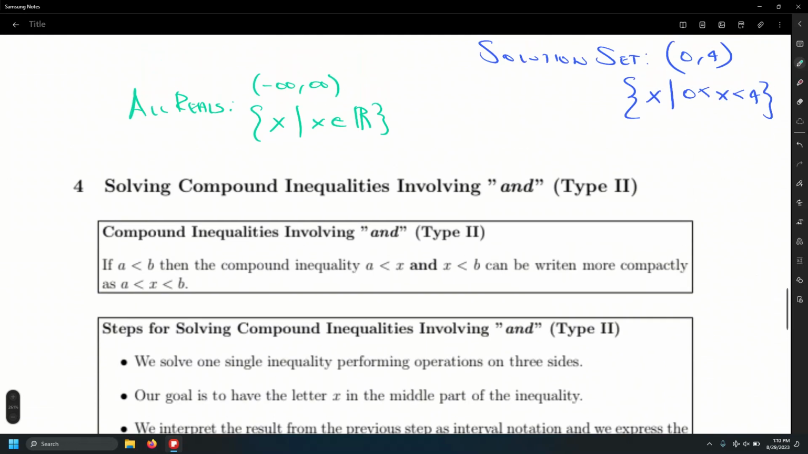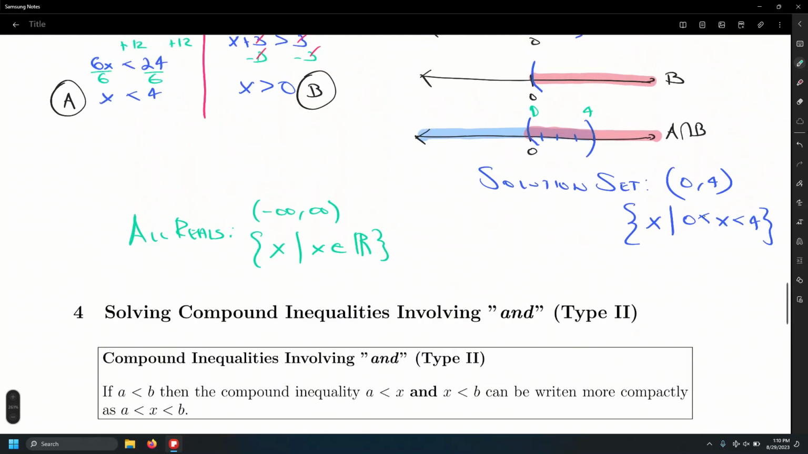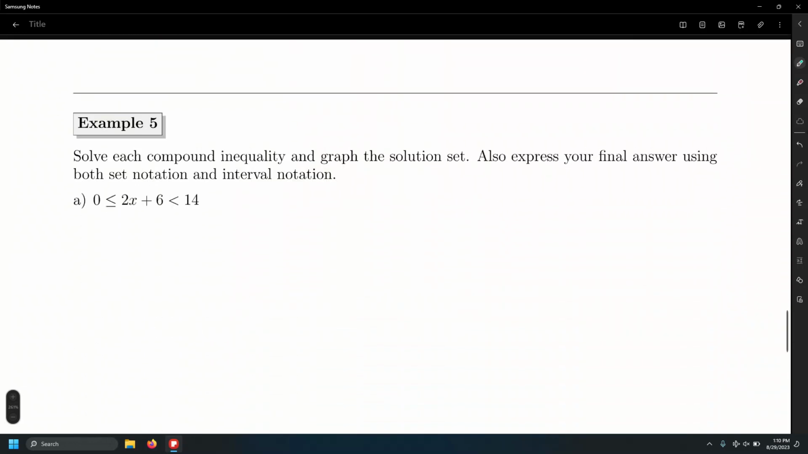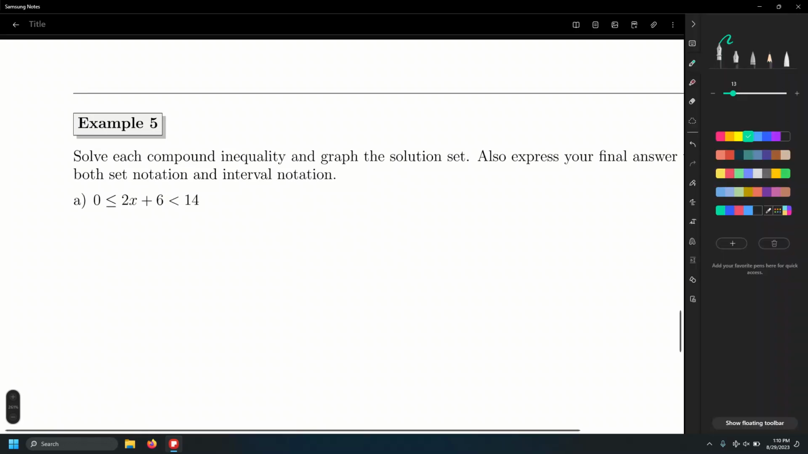That is, make it look like something like this, you know? And for instance, let's focus on the 2x plus 6. Our goal is to get rid of the 6 and get rid of the 2, so we need to do two operations. However, back when we solved inequalities with only two sides, we did operations on both sides of the inequality or an equation. Here, we're going to do the operations on the three sides. So we're going to do the following.